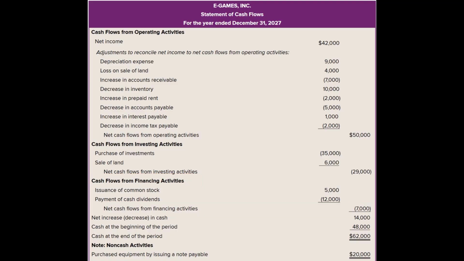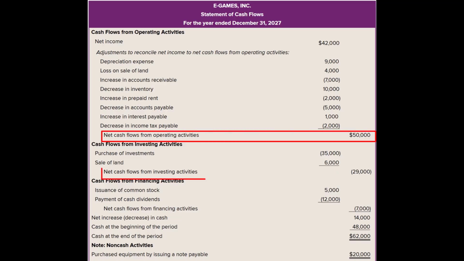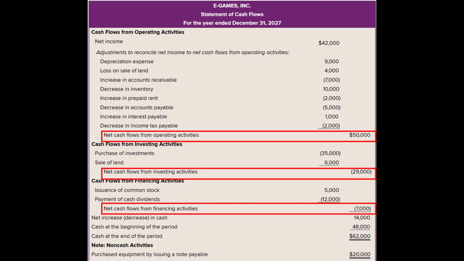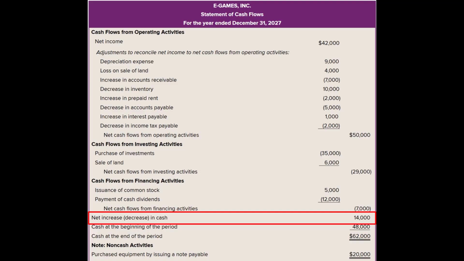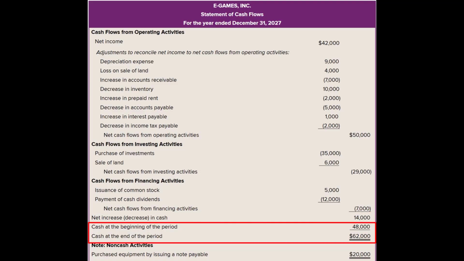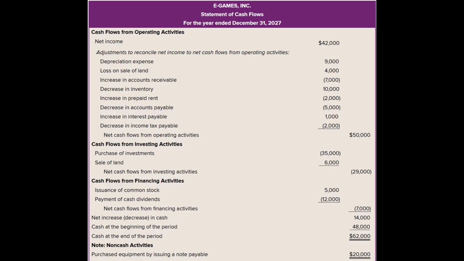When you add them all up, $50,000 from operating, minus $29,000 from investing, minus $7,000 from financing, you get a net increase in cash of $14,000. And look at the bottom. The company started with $48,000 in cash. We add the $14,000 net increase we just calculated, and we end the period with $62,000. It all balances.